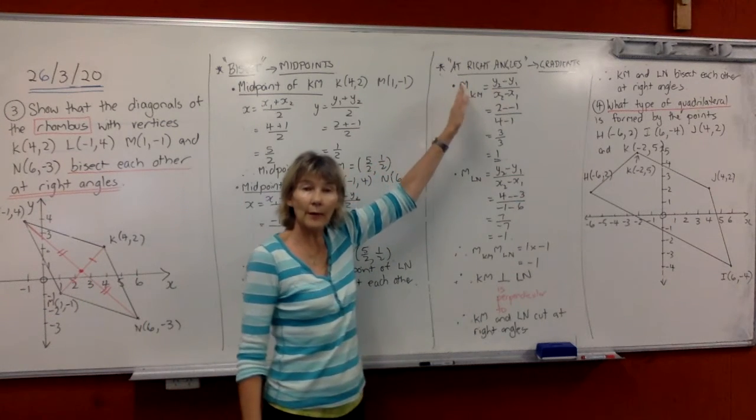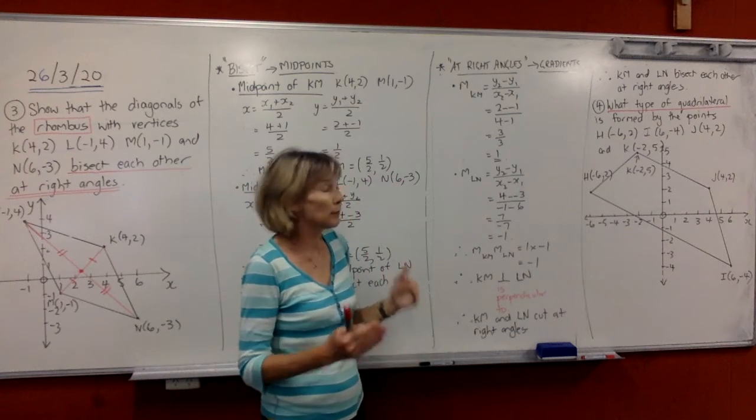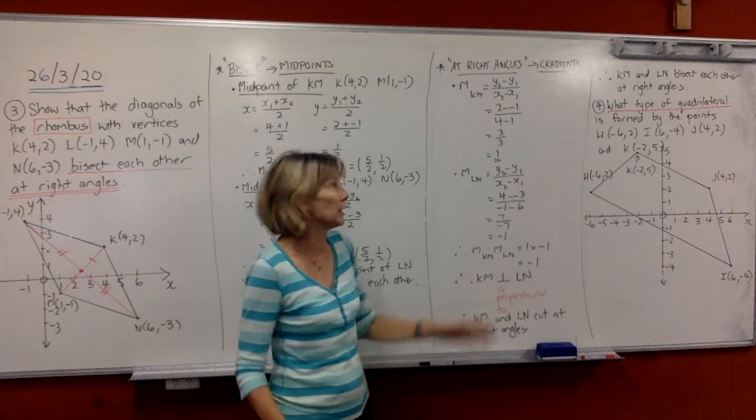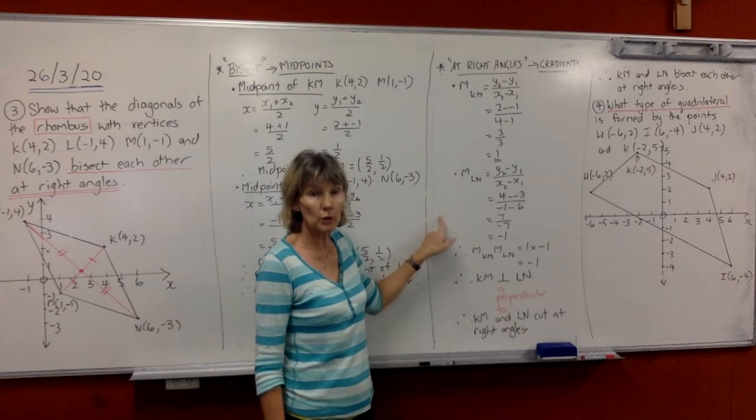Okay, when it says at right angles, the proof for that, think right angles means perpendicular. We know that when we see the word perpendicular, we find gradients. So we're going to be dealing with gradients here. We're going to find the gradients of the two diagonals.